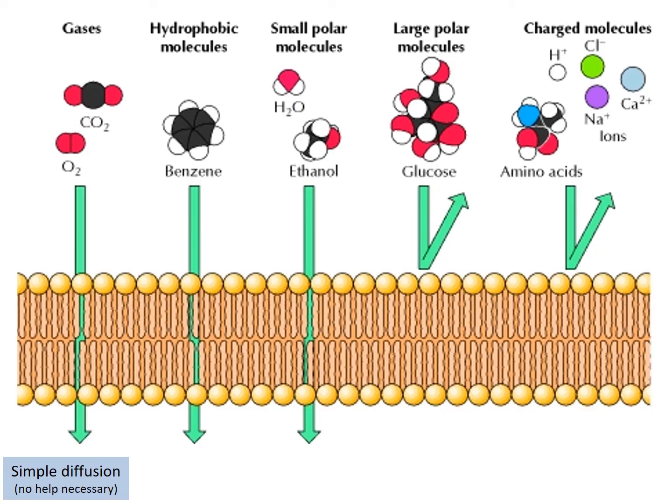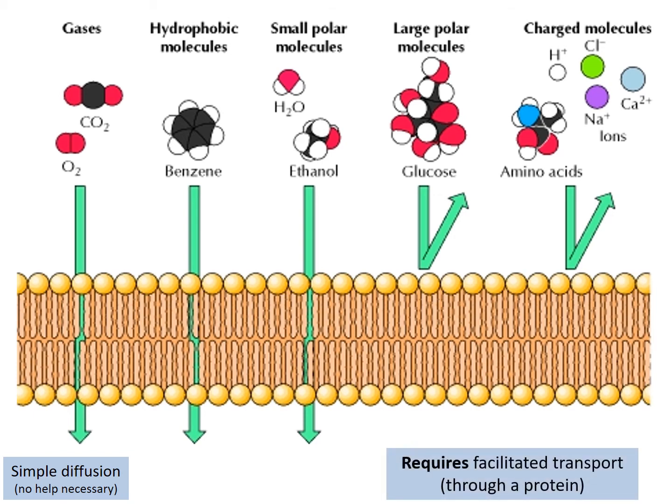Here is a cartoon to give you examples of things that either absolutely require facilitated transport, meaning a protein hallway. Big polar molecules like glucose ain't gonna diffuse across the plasma membrane without the aid of a transport protein. Similarly, charged molecules like ions will be repelled by that hydrophobic core of the plasma membrane, so they absolutely require the help of a transport protein.